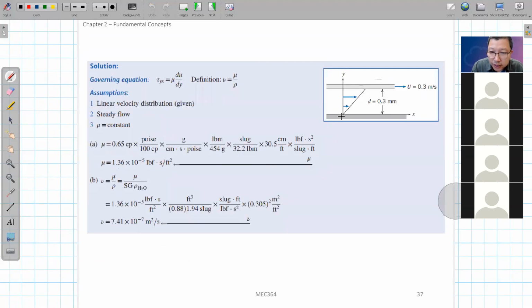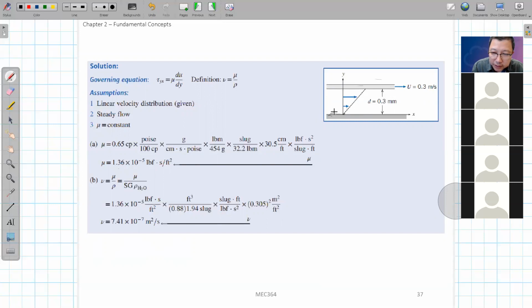So on the lower plate, we will have the same velocity gradient. du/dy will be the same because it's a straight line. So we have the same gradient and the same mu, because mu is constant across the fluid. And in this case, what will the shear force be at this surface?